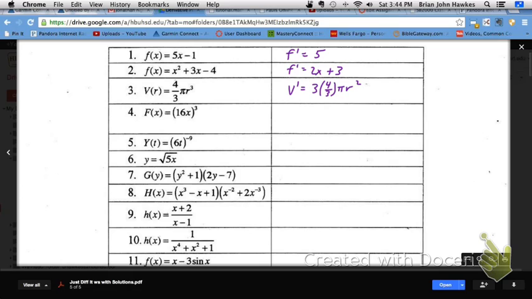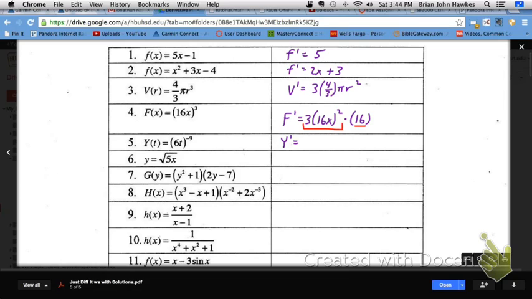Okay. Number 4, capital F prime is equal to, bring the 3 out front, multiply it by what's inside, subtract 1 from the 3, and then multiply that by the derivative of what's inside. So the derivative of the outside, which is this guy here, multiplied by the derivative of the inside. Okay. Next problem, y prime. Let me get my purple back.